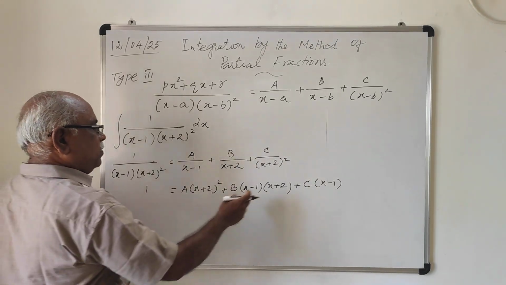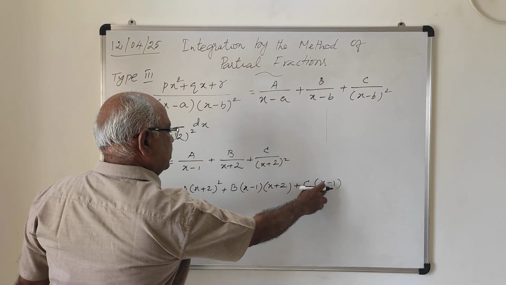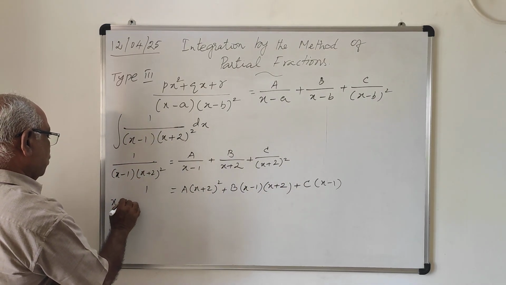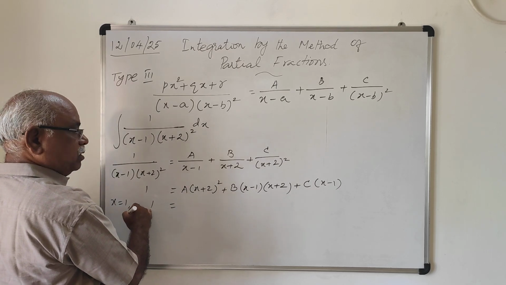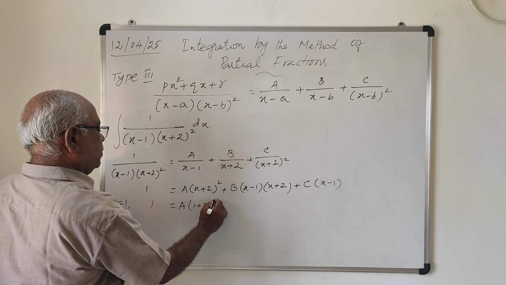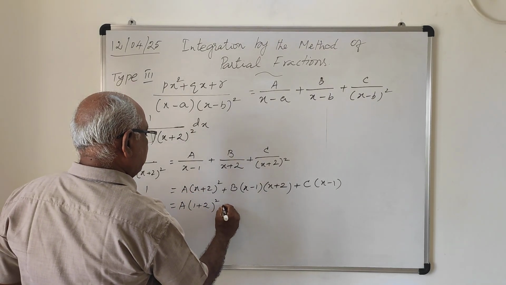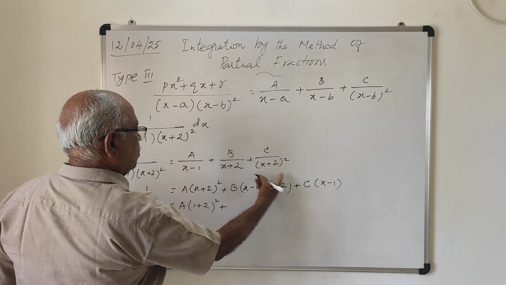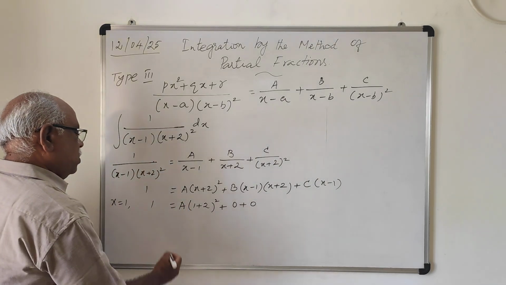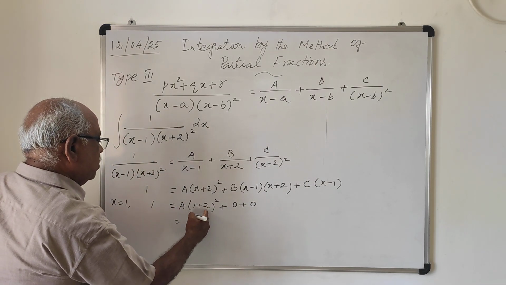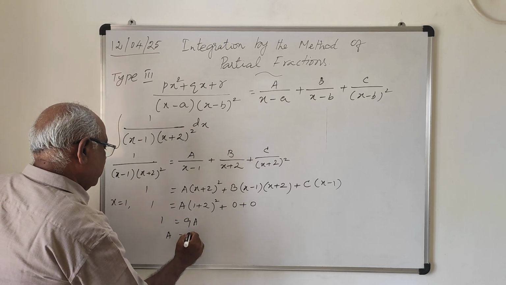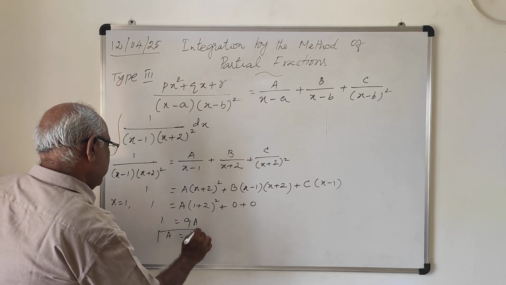For that, you first substitute x equal to 1. If you put x equal to 1, the C term is 0 and the B term is also 0, so you will get just A. With x equal to 1, the left side is 1, and the right side gives A into (1+2) whole square, plus B into (1−1), which is 0, plus C into (1−1), which is 0. Therefore 3 square is 9, so 9A equals 1, so A equals 1 by 9. Like that you determine the value of A.